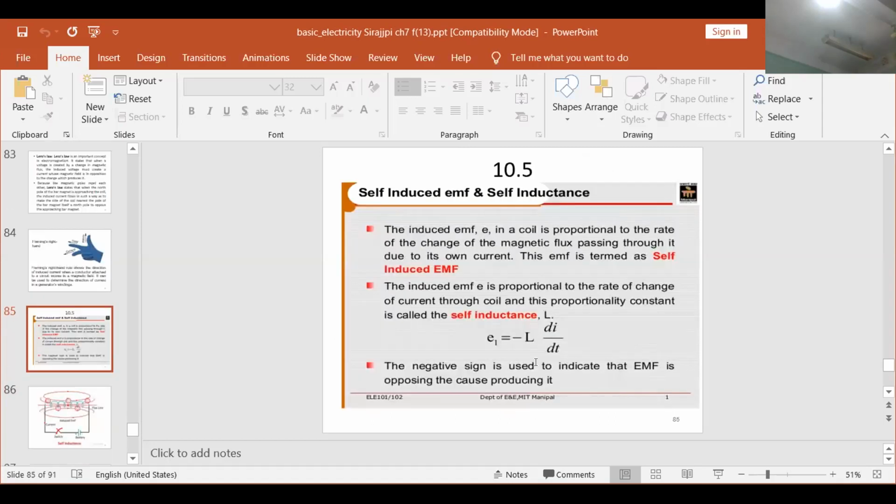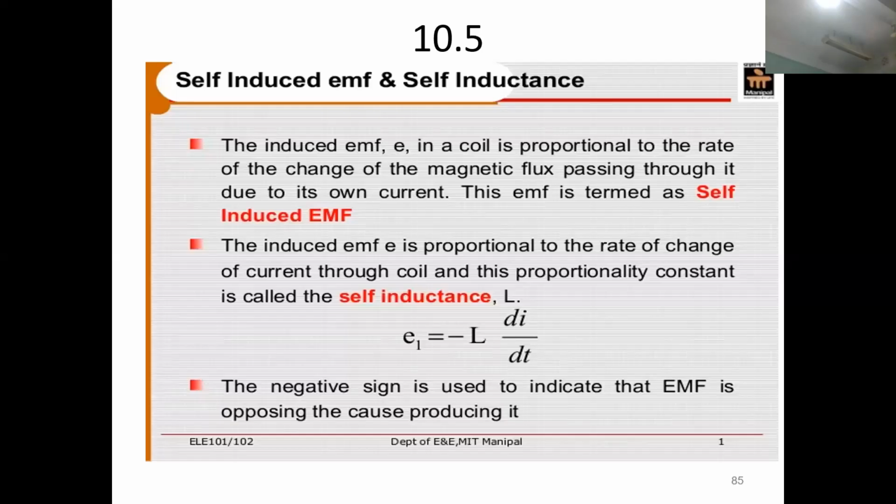Self-induced EMF, self-inductance. The induced EMF in a coil is proportional to the rate of the change of the magnetic flux opposing through it due to its own current. This EMF is termed as self-induced EMF.